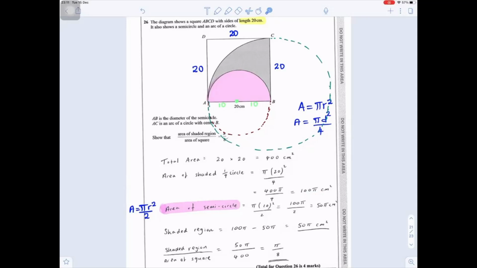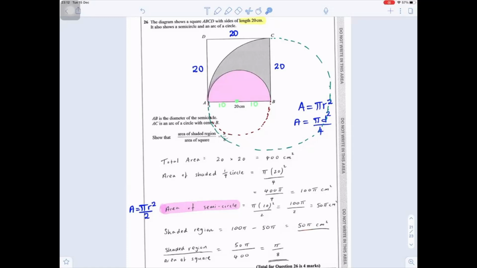Area of the semicircle. The pink area is half of a circle. Pi radius squared is the area of a circle, and you divide by 2 because you want half of it. So 100 pi divided by 2 gives you 50 pi. To get the shaded area, we want the area of 1/4 of a circle minus the area of the semicircle. So 100 pi minus 50 pi gives you 50 pi.